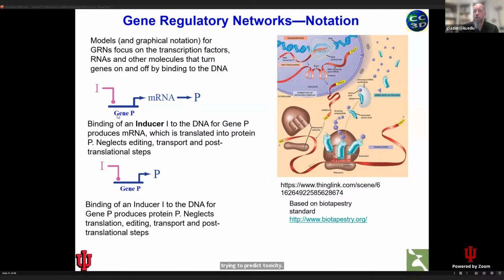Notation: we have this idea of a gene drawn as a little line. An inducer turns the gene production on. It produces messenger RNA. That messenger RNA then is translated into protein. We very often will neglect this messenger RNA step, and we'll simply say that the inducer causes the production of the protein. Remember, there are a lot of intermediate steps, and it takes time for this to happen. And we often neglect that delay in our simulations. Whether we can get away with that or not depends on the particular situation.